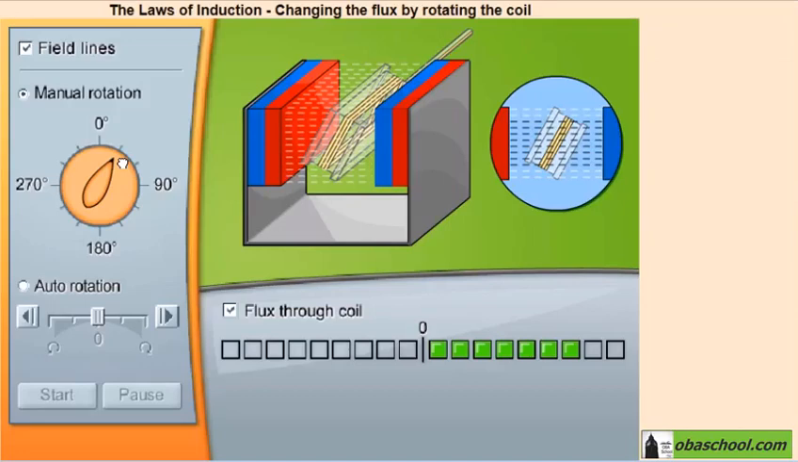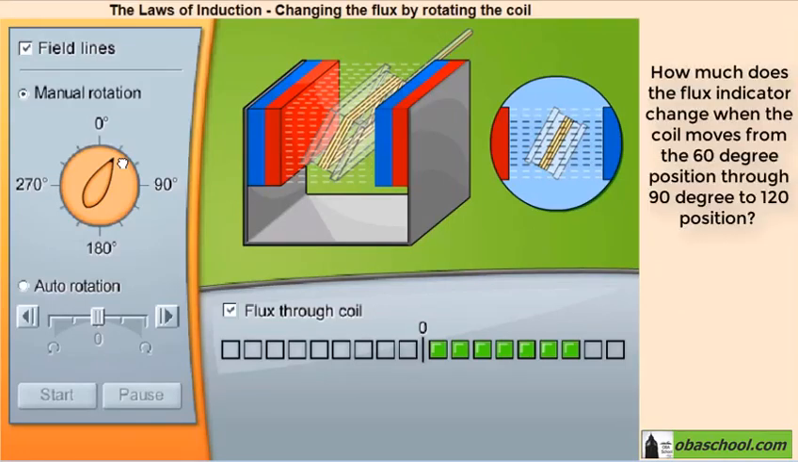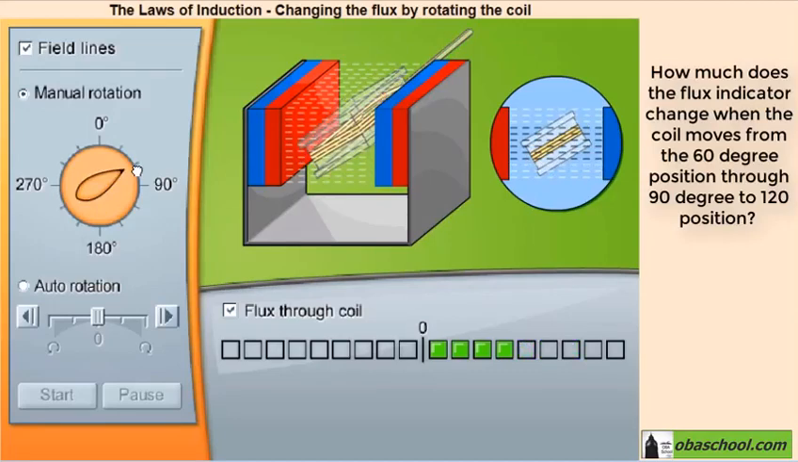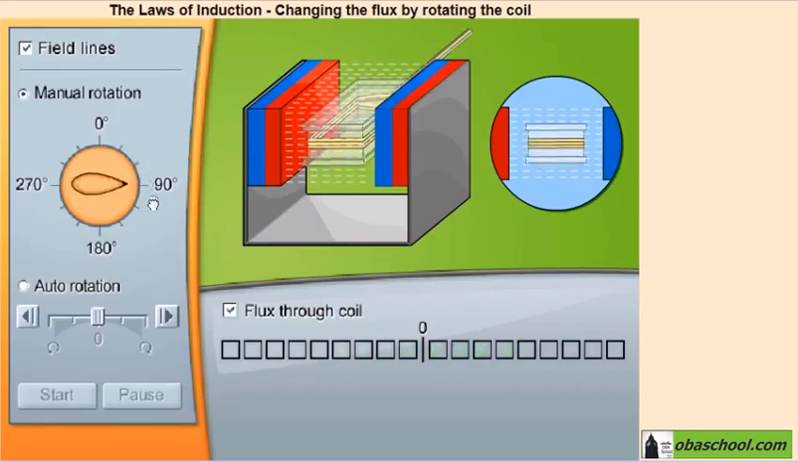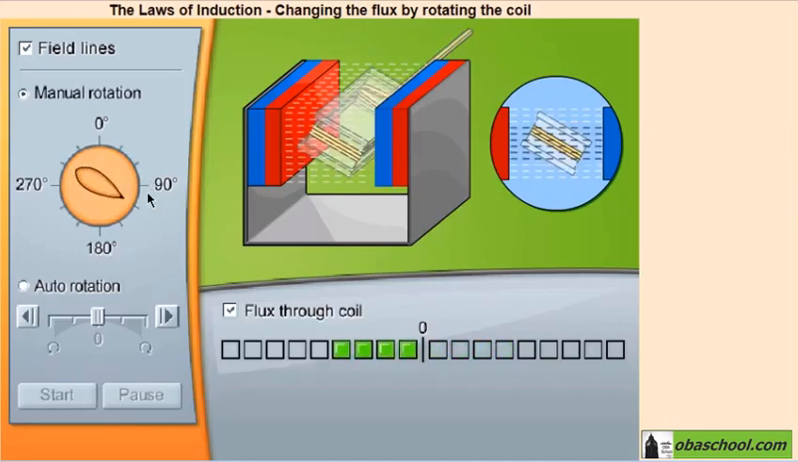That's correct. How much does the flux indicator change when the coil moves from the 60-degree position through 90 to 120 position? Let's investigate it. From the 60, where it has 4 squares, through 90 to 120. So what's your answer? Yes, it changes from 4 squares to the right, then to 0 at the 90-degree position, and then to 4 squares to the left at the 120-degree position.